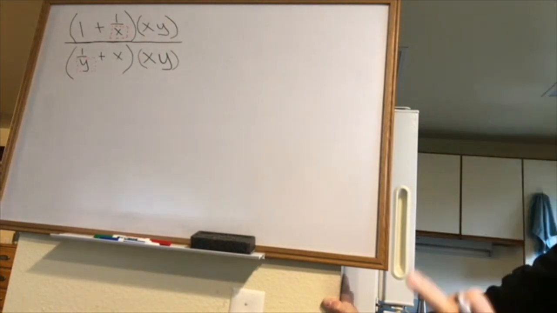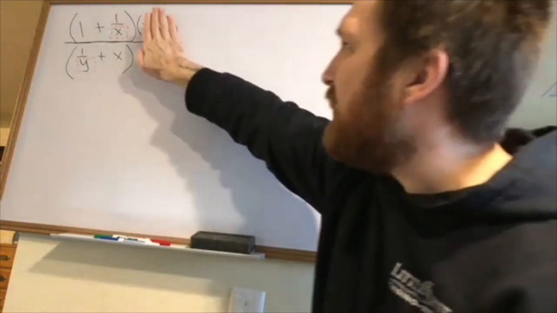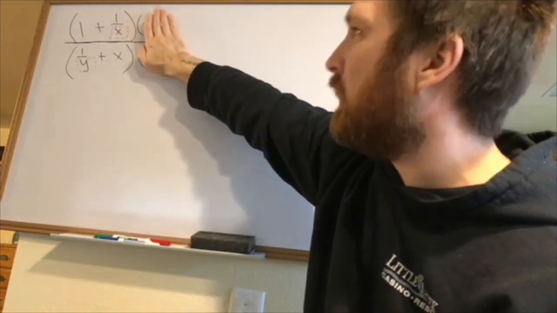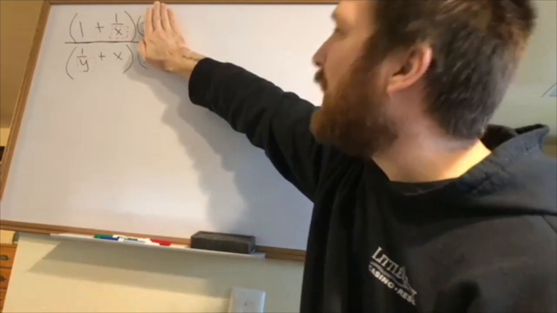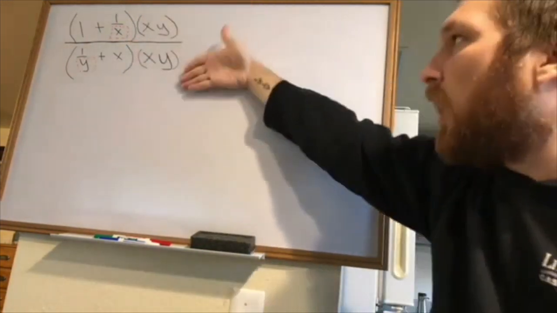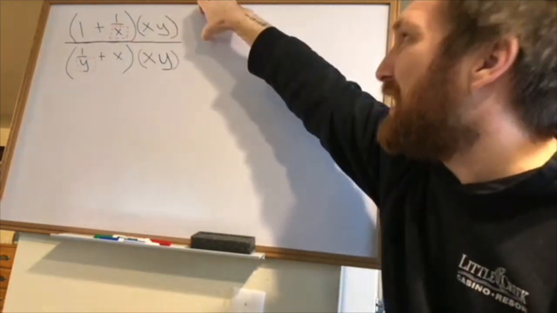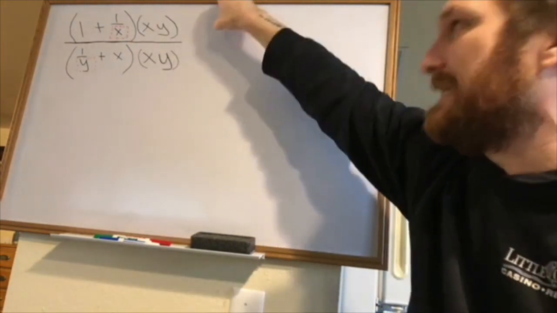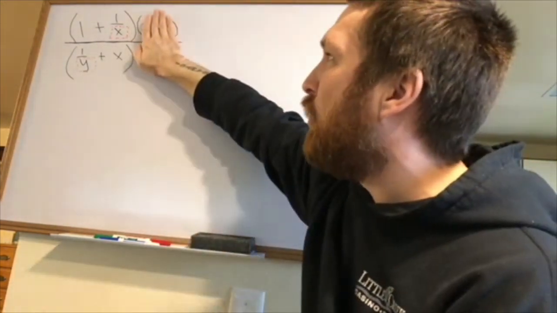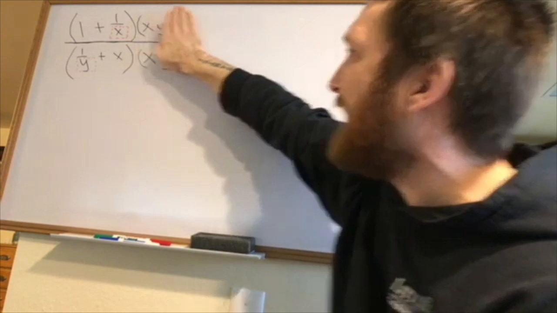So now, okay, we're starting with the thing that we were given, right? (1 plus 1 over X) all divided by (1 over Y plus X). And then I've multiplied by 1, right? X times Y divided by X times Y is still 1. And so I haven't changed that overall fraction. It's still exactly the same fraction.